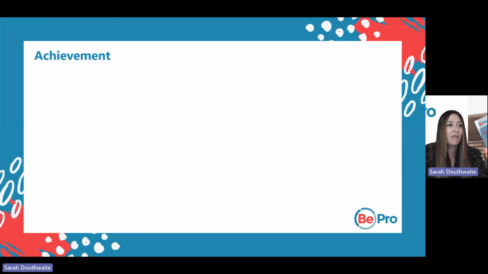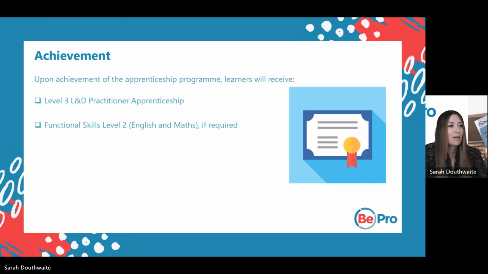Upon completion of those elements, you can expect to achieve your level 3 L&D practitioner apprenticeship. And if you are taking your maths and English with us because you're not exempt, then you'll also achieve your functional skills at level 2.